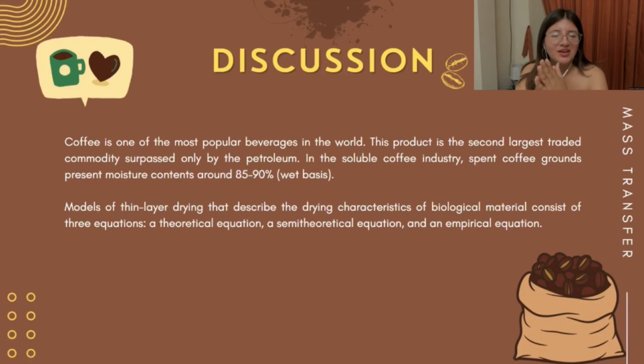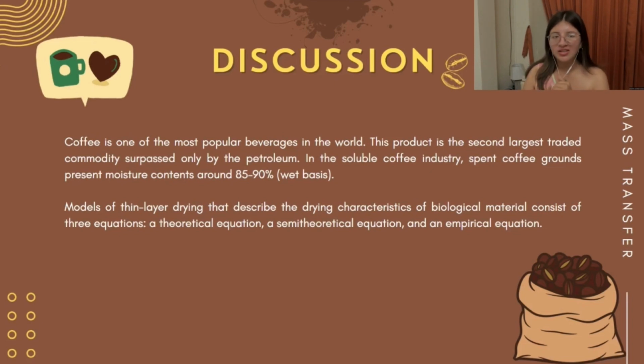As you know, coffee is probably one of the most popular beverages in the whole world. This product is the second largest traded commodity, surpassed only by petroleum. In the soluble coffee industry, spent coffee grounds present moisture contents between 85 and 90%, on a wet basis.